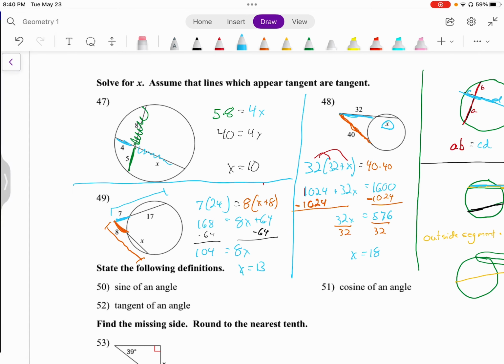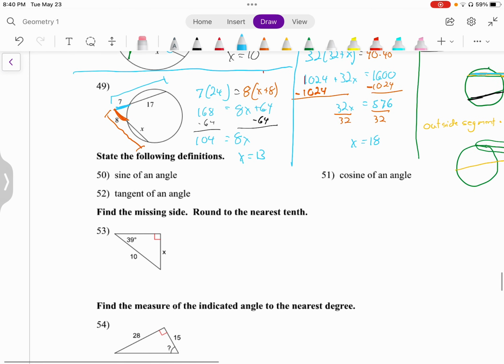All right, moving on to trigonometry. State the following definition. Sine of an angle. Well, that we can remember SOHCAHTOA, and that is opposite leg over the hypotenuse.